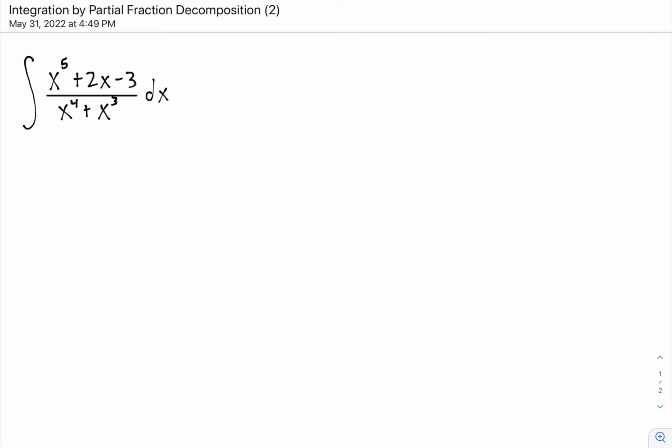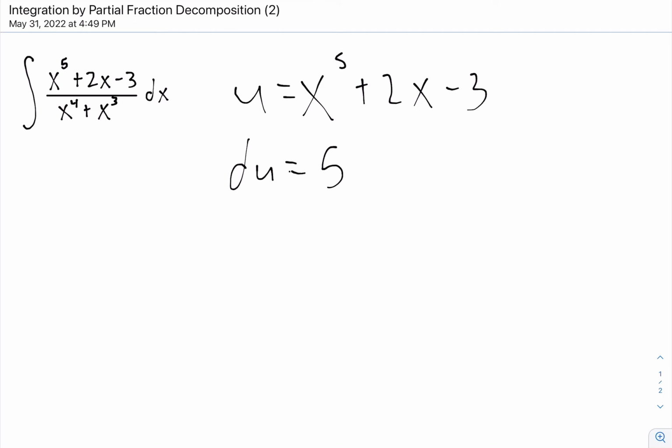it doesn't look super intimidating, but we're not going to be able to use, for example, a u substitution. Because you might think, because this is x to the 5, this is x to the 4th, maybe we can use a u sub because the derivative of x to the 5th is degree 4, right? So if we call the top x to the 5th plus 2x minus 3 u, right, du would be 5x to the 4th plus 2 dx.